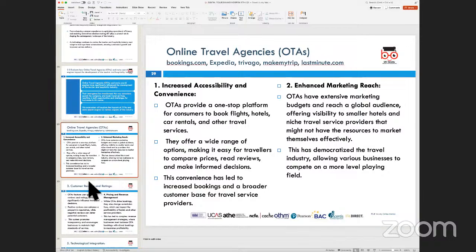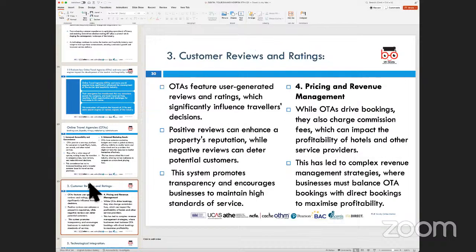So understand OTAs have increased accessibility and convenience. They've increased the market reach. So now if you're planning to book a hotel or a service in a different continent, you don't need to speak to a tour operator or any intermediary. You'll go onto the website, you'll primarily look at the details and then make a decision whether you want to go ahead or not go ahead. Now, there is also a lot of competition amongst these OTAs, which is leading to further optimization of websites and algorithms which they're writing.